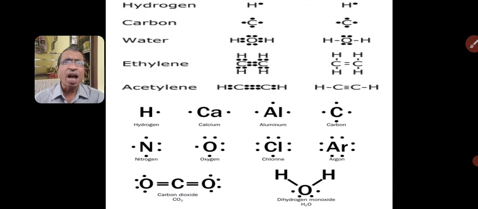In this slide, I have shown whatever I have told you now. That is the dot structures, that is Lewis dot structure for various elements and even the molecules. We have written the structure for water, where oxygen is having two lone pairs of electrons.